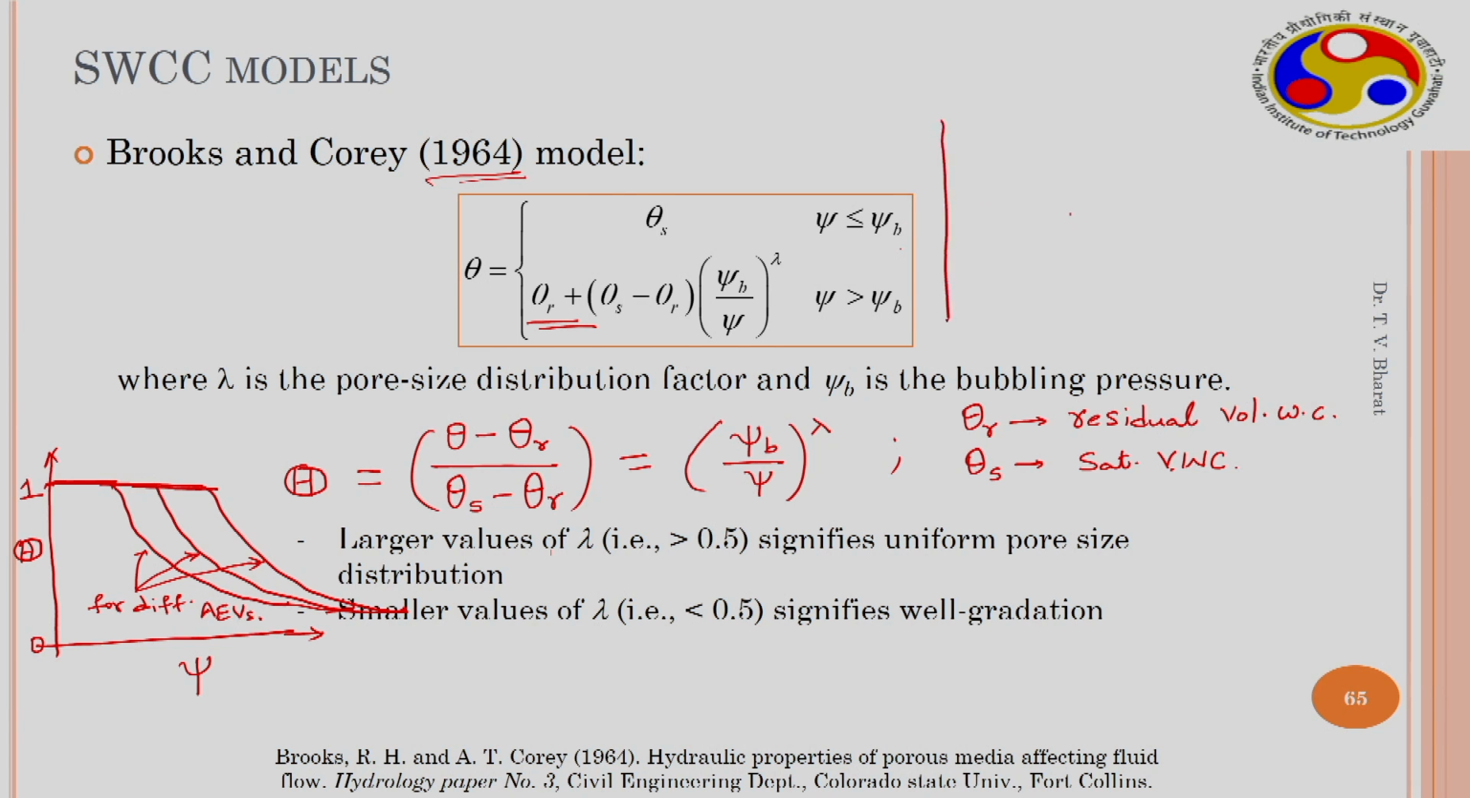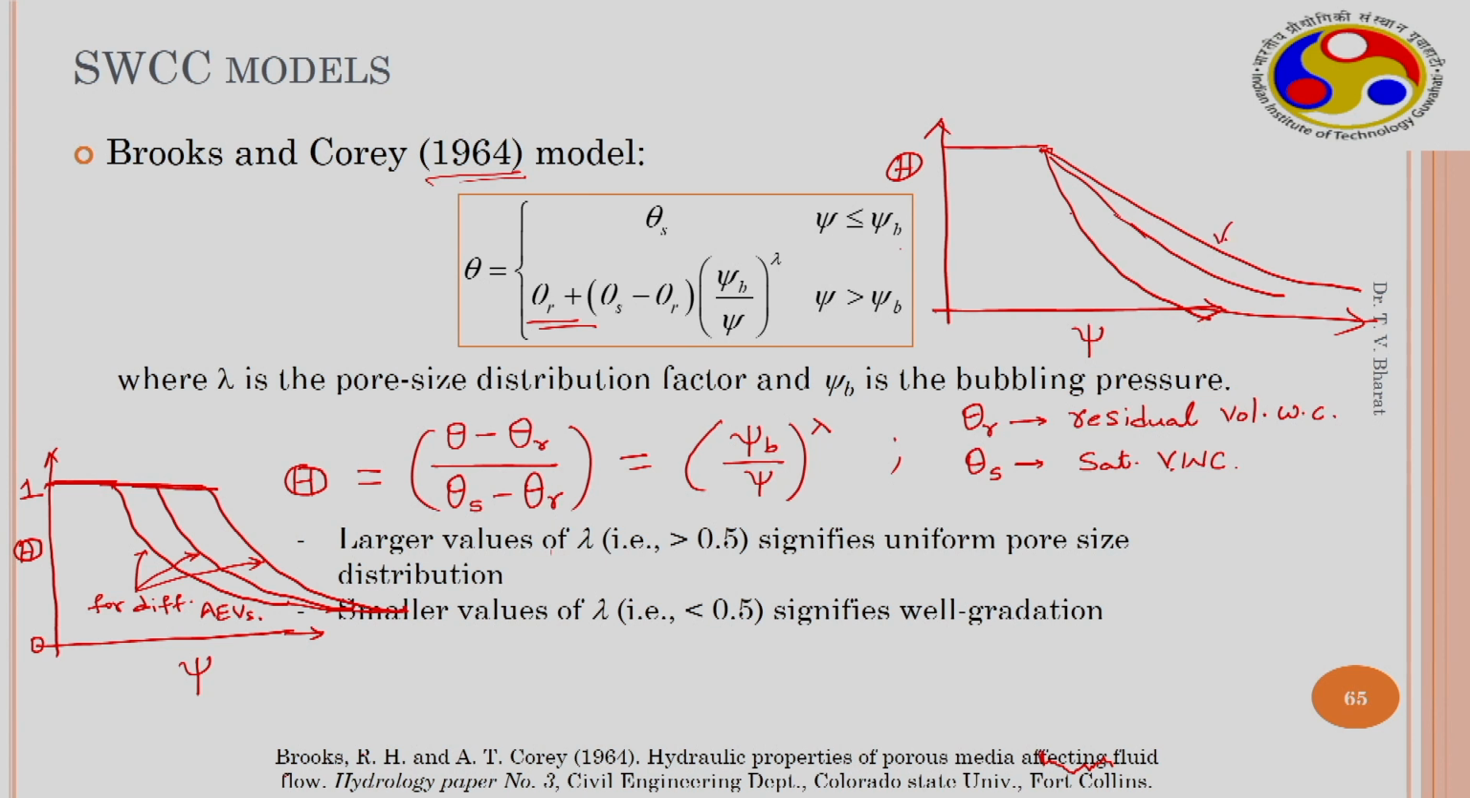Similarly, for different lambda values, the normalized volumetric water content versus psi varies in this manner. The AEV remains the same, but lambda values are different. This may be for lambda equals 0.5 and this is for lambda equals 2. So lambda equals 2 or very large values indicate uniform pore size distribution.